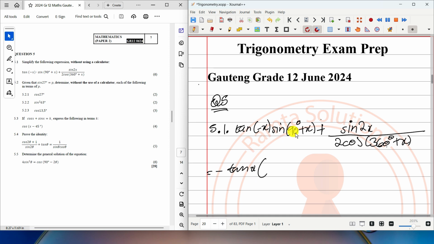Sine in the 90 plus quadrant. Which quadrant is that? That is the second quadrant. So sine in that quadrant is positive. But because of the 90, it must change to cosine. So it is cos x. Plus, here, this is a double angle of sine. Sine 2x, we know that it is equal to 2 sine x cos x over, 360 plus x. Which quadrant is that? Remember, this x is an acute angle. This is the first quadrant. So cosine in the first quadrant is positive. Therefore, this becomes 2 cos x.